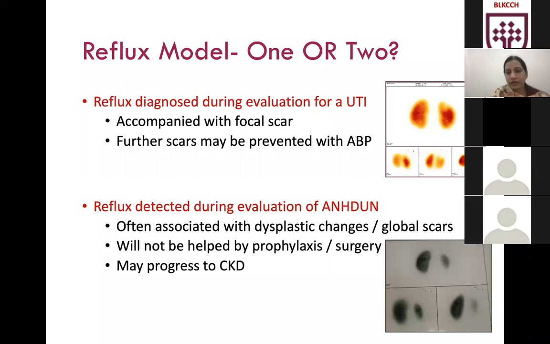So vesicoureteric reflux may be detected in 2 ways. Either during evaluation of a UTI, and these children usually have focal scarring, and further scarring may be prevented with antibiotic prophylaxis, and they carry a low risk of progression to chronic kidney disease or hypertension later on in life. While with reflux detected during evaluation of antenatal hydronephrosis and with global hypodysplasia of the kidney, such renal function cannot be preserved even with prophylaxis or surgery, and these children have a risk of progression to chronic kidney disease. If both the kidneys are affected, they are more at risk.